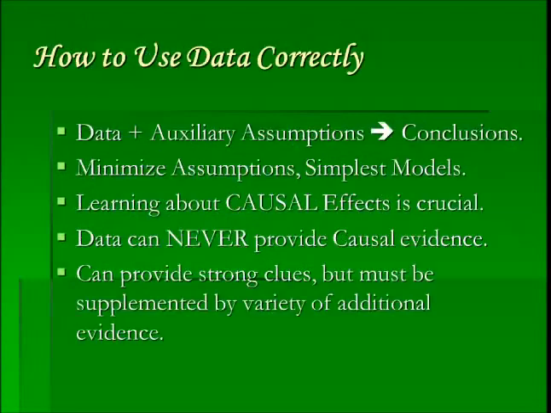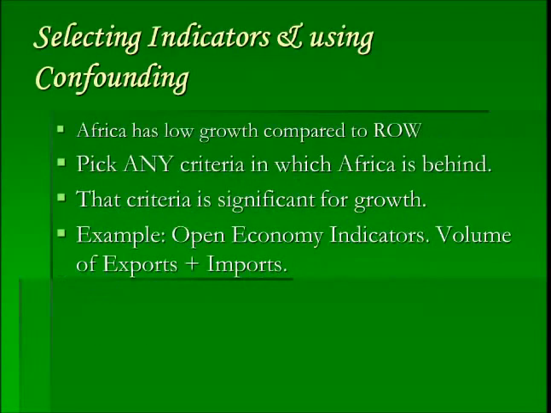Now here I am explaining how you can prove whatever you like. So for example, there is a famous paper which shows that Africa has low growth because they have closed economies. But actually, ROW means rest of the world. Basically, we know that the African growth rates are low, and the rest of the world compared to Africa is high. So just take any criteria at all in which Africa is behind the rest of the world, and you will be able to prove that that criteria is the reason for growth.